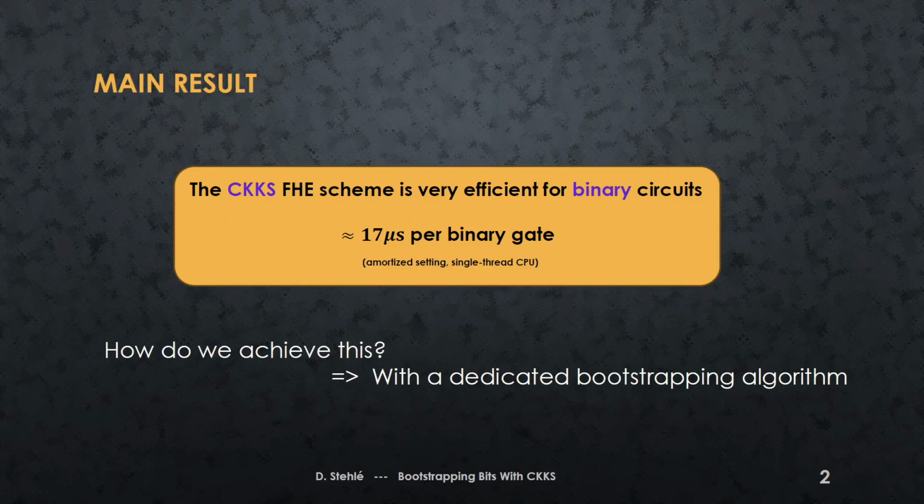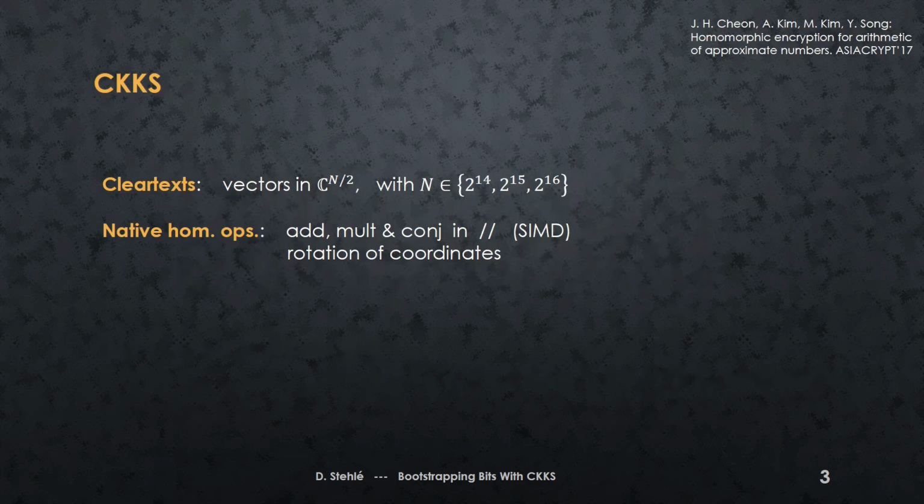Okay, so this is the takeaway from the talk. CKKS can be efficient for binary circuits, and the amortized cost in single-thread CPU for a binary gate is 70 microseconds. And how do we achieve this? We design dedicated bootstrapping algorithms for messages that encode bits.